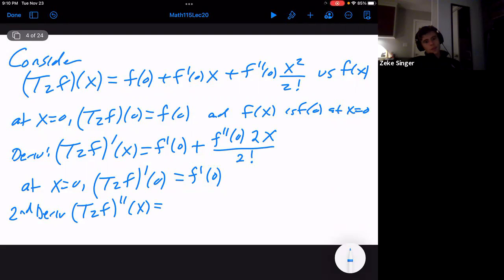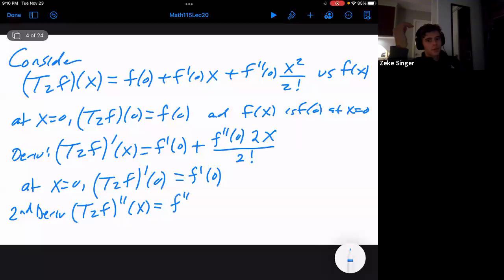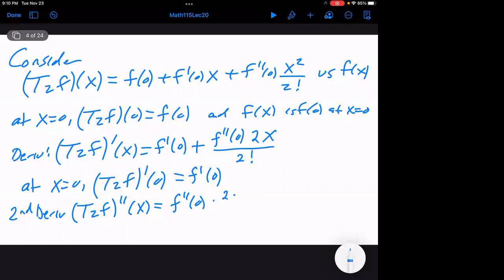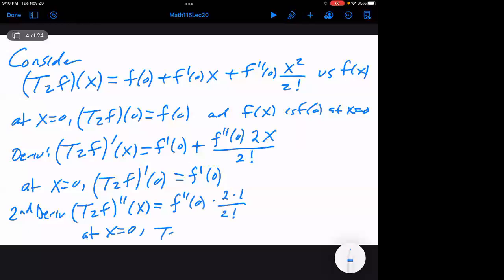It's just, wait, this seems oddly familiar. So it's f double prime of 0 times 2 over 2 factorial, or actually 2 times 1 over 2 factorial, right? But that's just 1. So at x equals 0, T2 f double prime of 0 equals f double prime of 0.